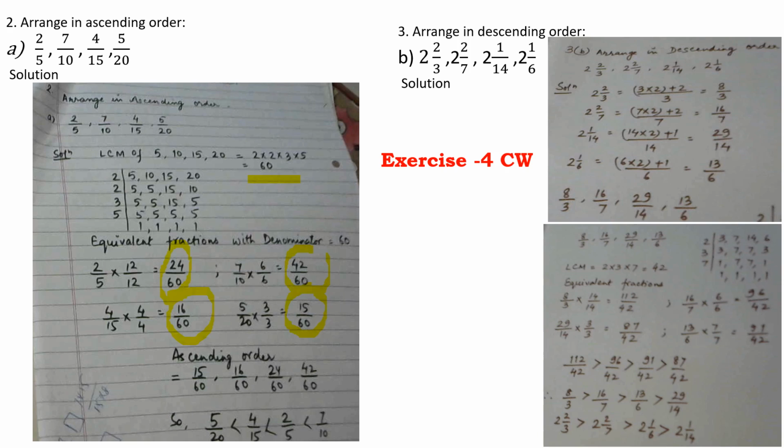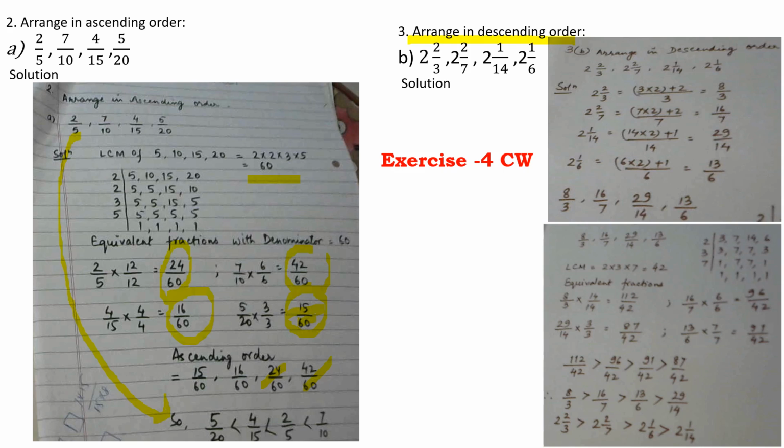Fine. Now all of them are like. Which one is the smallest here? 15, yes, correct. So 15 by 60, then 16 by 60, 24 by 60 and 42 by 60. Now you will write the answer in the form of the question. So the smallest fraction is 5 by 20, then 4 by 15, then 2 by 5 and then 7 by 10. Okay. Now we will arrange in descending order.